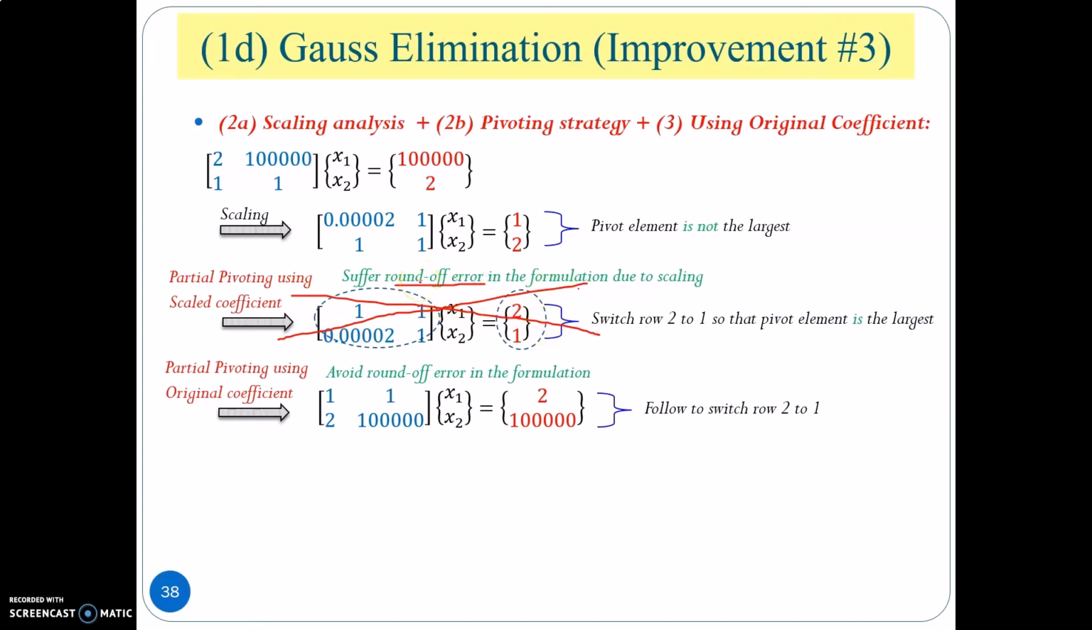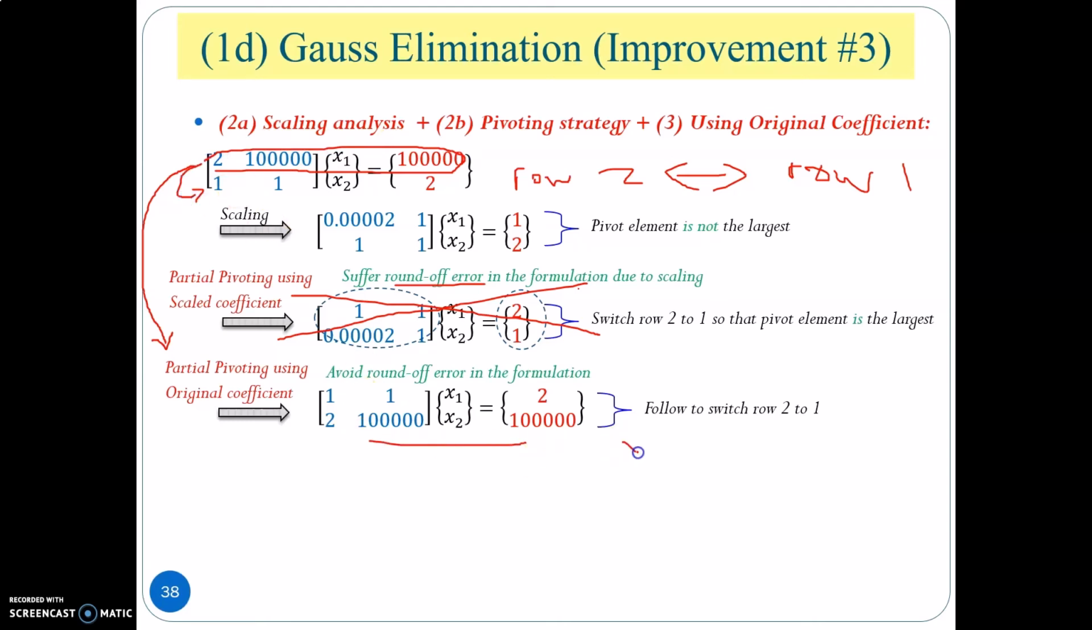So instead of performing the Gaussian elimination on the scale coefficient, which might suffer the round-off error, we will continue to perform the Gaussian elimination from the original coefficient here. So since you know that your row 2 must be switched with the row 1 due to the partial pivoting, we just switch the first row here to the second row. And then you obtain this result. Since we are using the original coefficient in the calculation, this can avoid the round-off error in the formulation.